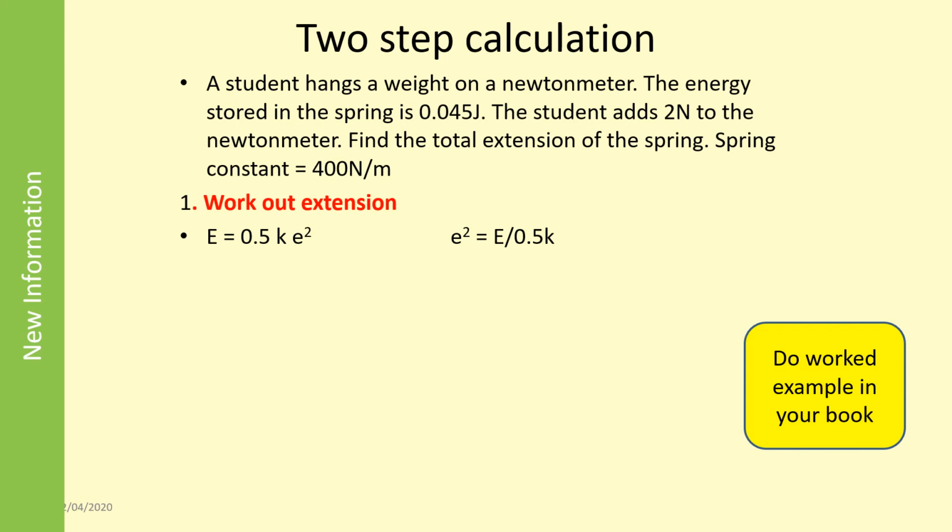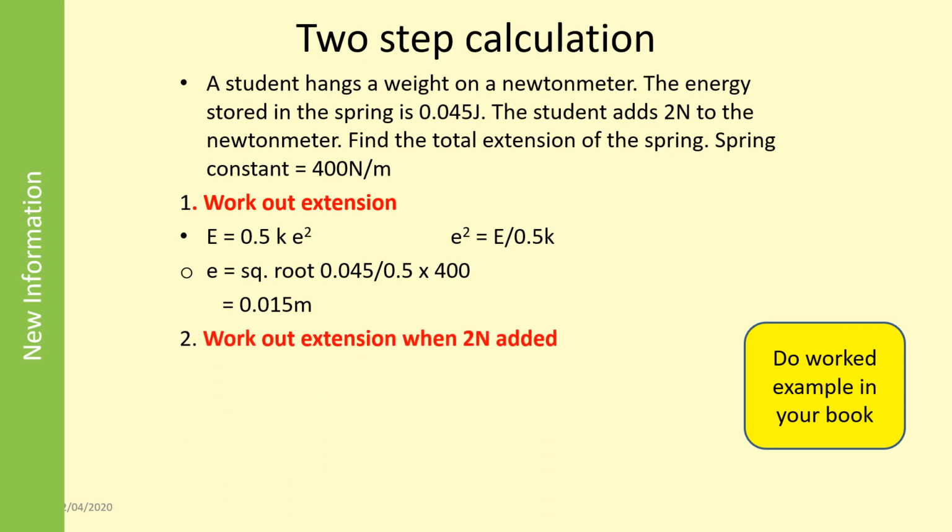If you are having difficulty doing the algebra, remember you can always put this into a formula triangle and then do what we've done in class and just cover up what you need to find out, and the triangle will rearrange it for you. So from that, if you substitute in your figures, you get that the extension squared is equal to E divided by 0.5k. Put in your figures, and the extension is the square root of 0.045 divided by 0.5 times 400. And that gives you an answer of 0.015 meters. So what you've worked out there is the extension.